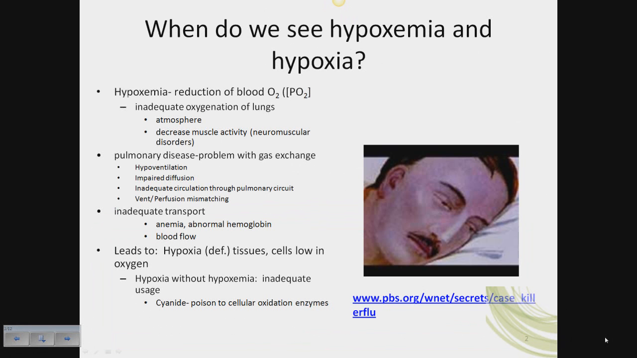So why is it important to discuss lung issues and ventilation and gas exchange disorders? Well, if you have ventilation or gas exchange disorders, you're not going to get enough oxygen into your blood. So the term for that is hypoxemia, which means a reduction of blood O2, normally given as a partial pressure of oxygen in blood. Most of you probably learned that you can relate partial pressure of oxygen to the concentration of oxygen dissolved in the blood.